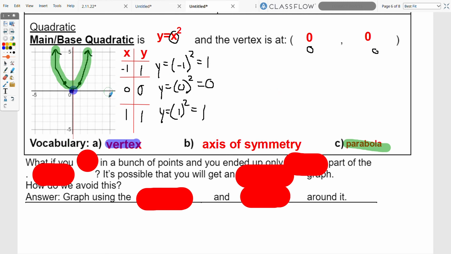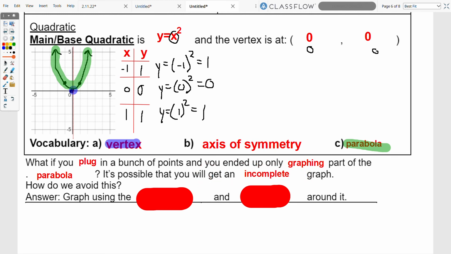Okay, so we just basically plug in a bunch of points to graph this, no problem. But what if when you plug in a bunch of points, you only end up graphing part of the parabola? And so what do I mean by that? What if for this graph, instead of plugging in -1, 0, 1, you only plugged in 0, 1, 2, right?